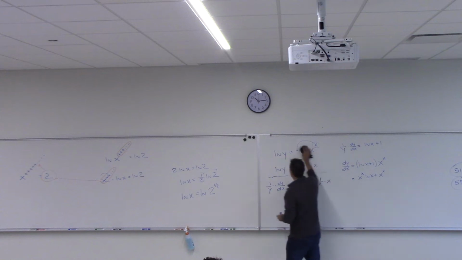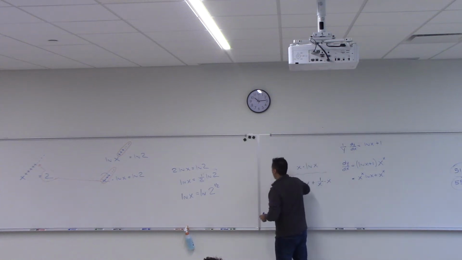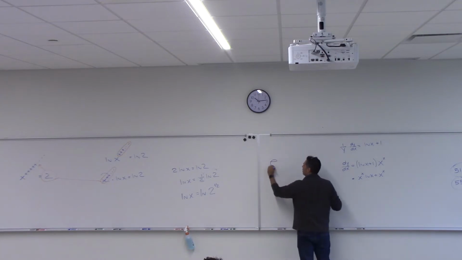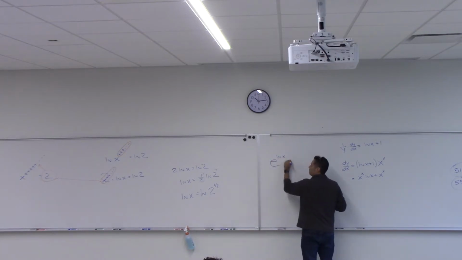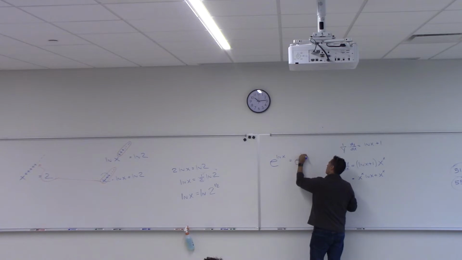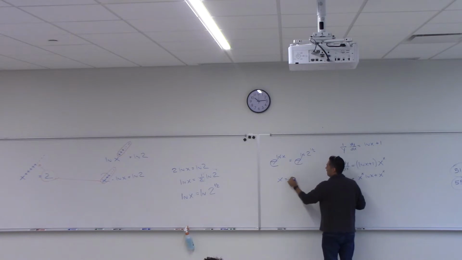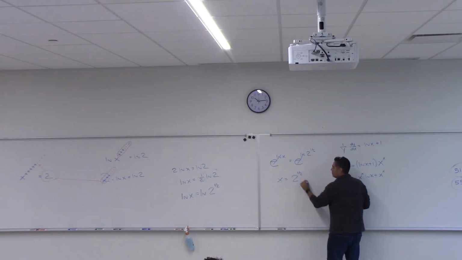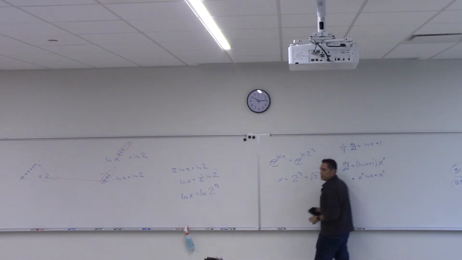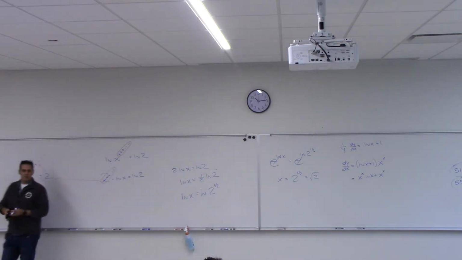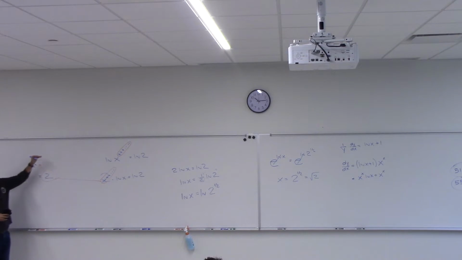And then my final step will be to get rid of the logs. To get rid of the logs, I take e on both sides. And that will kill off the log and get x, and then over here the log and e kill off, and I get 2 to the half power, which is just the square root of 2. And that's your solution. So if you take the square root of 2 to the square root of 2 to the square root of 2 forever, that's what 2 is. It's weird, right?